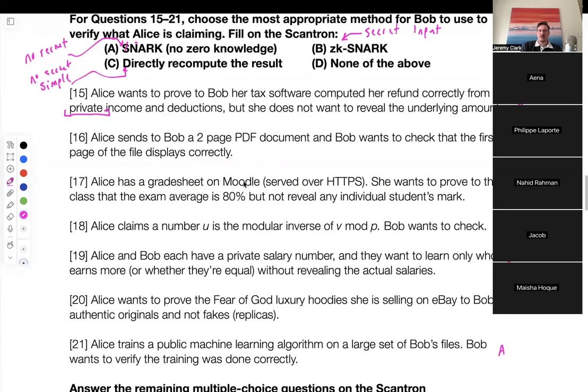Alice has a grade sheet on Moodle served over HTTPS, so it's private. She wants to prove to the class that the exam average is 80%, but not reveal any individual marks. Okay, so it's secret input. So I'm showing you the class average, but I'm not showing you every individual's mark. In this case, I need the ZK part, and so it's going to be B.